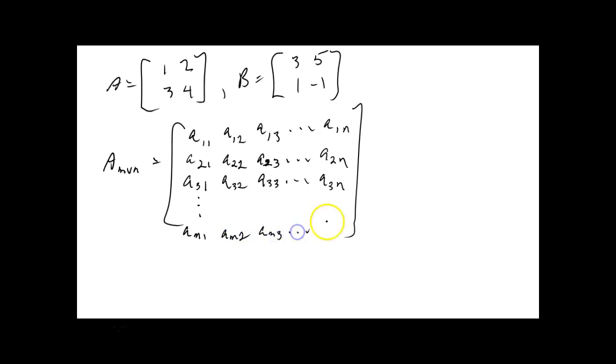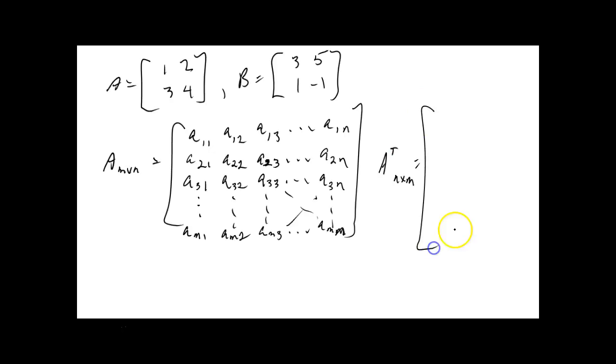M3, dot, dot, dot, over to A M N. Dot, dot, everywhere. Got it? Now, the definition of a transpose of any M by N matrix is that A transpose is now going to be an N by M, because what we're going to do is interchange the rows and columns.